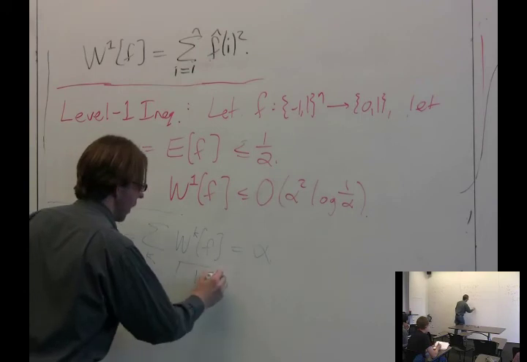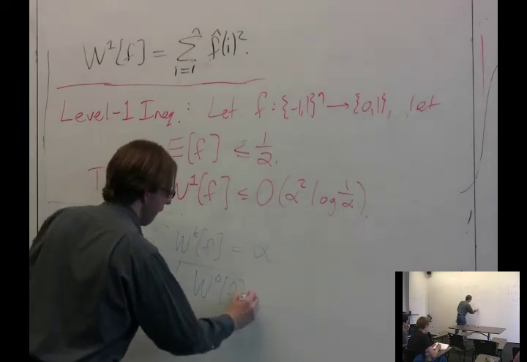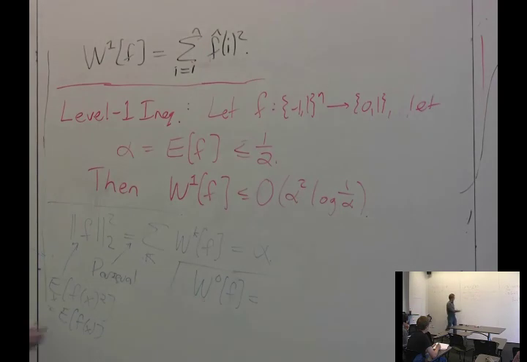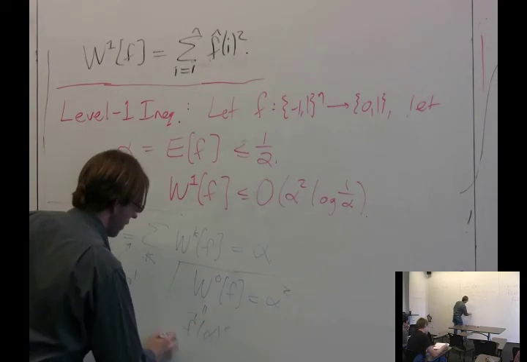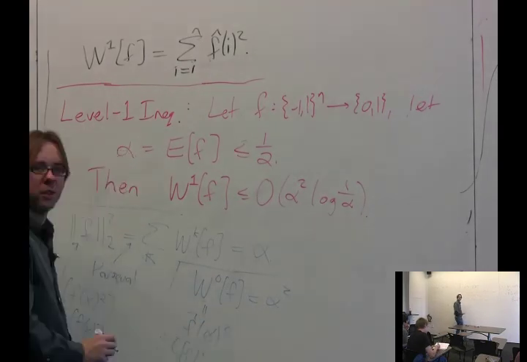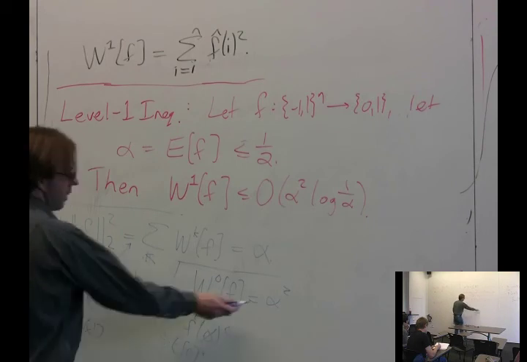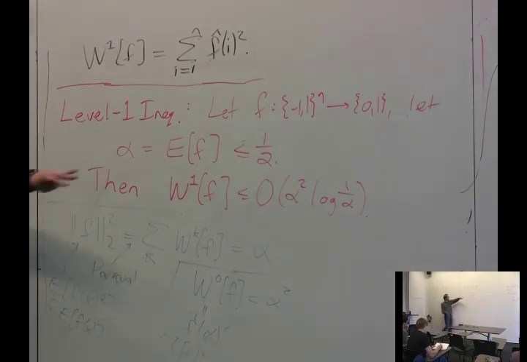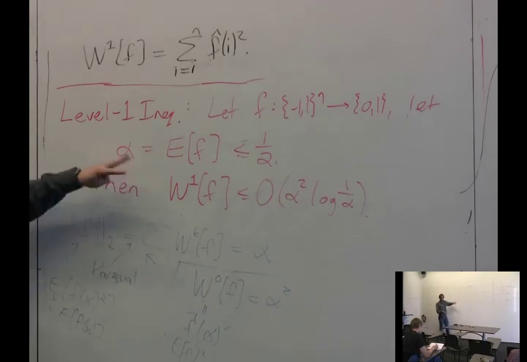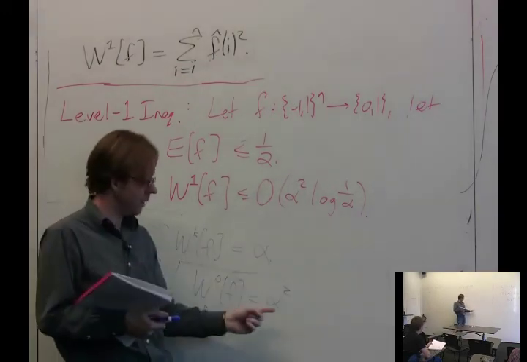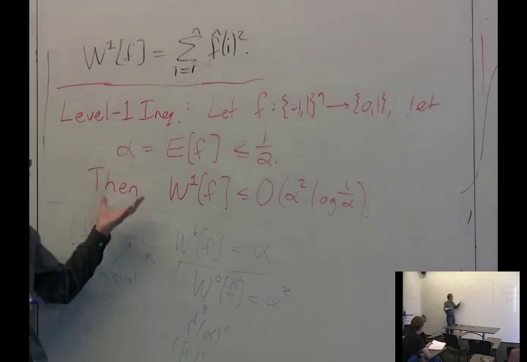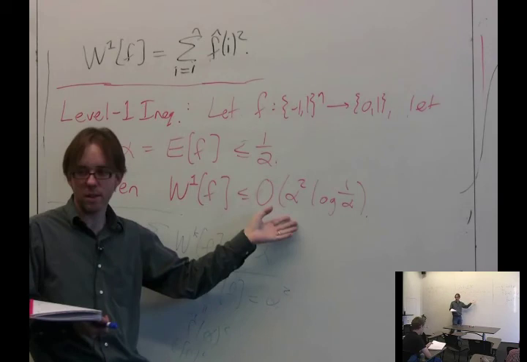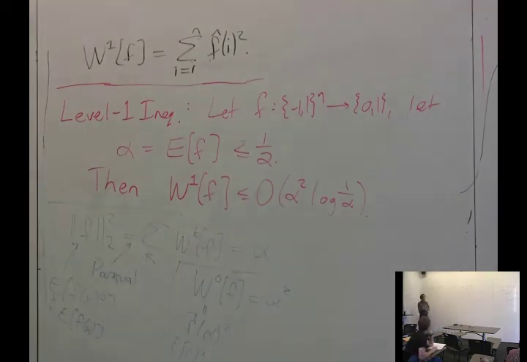Can somebody tell me the Fourier weight at degree 0? Yeah, alpha squared, because just by definition this is f hat of the empty set squared, which is the expected value of f, squared, which is alpha squared. So the total weight, as soon as you fix its mean to be alpha, think of alpha as small, is alpha. At level 0, it's negligible, it's alpha squared. So potentially this weight at level 1 could be as much as alpha, but the theorem says it's much, much smaller. It's basically alpha squared.